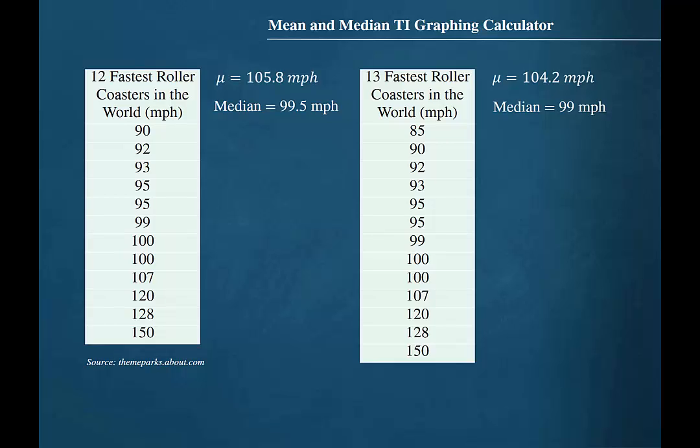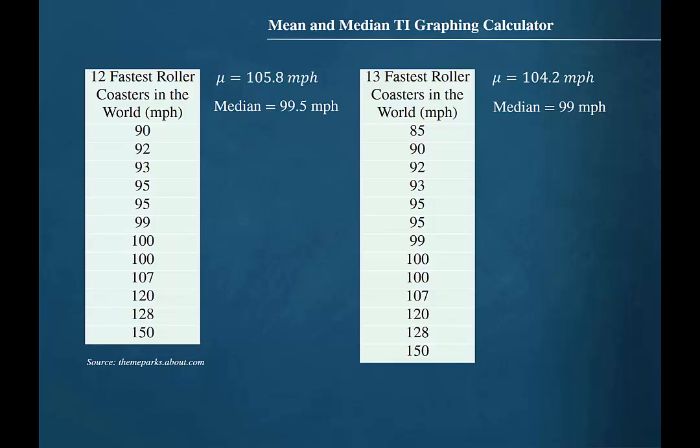Comparing the means and medians for the two data sets, we see that the mean decreased by 1.6 miles per hour, while the median decreased by only 0.5 miles per hour. This shows how the median is resistant to extreme data values, while the mean is not. This is because the mean acts as a balance point for the values in a data set, while the median acts as a balance point for the number of data values.